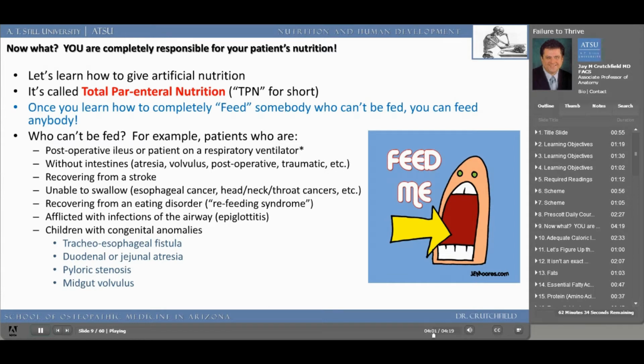or they have pyloric stenosis and they're vomiting, that typical hyperperistaltic emesis that they have, or a child who has a midgut volvulus and loses most of his intestines. These are all patients that you can't feed. So if we know how to feed these patients, we can feed anybody.